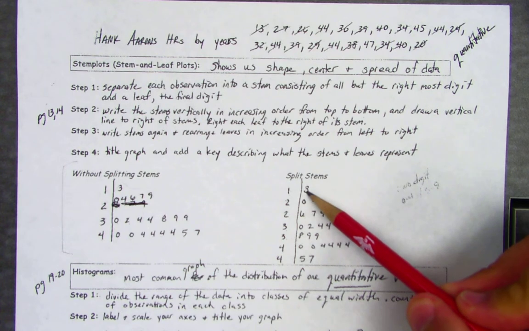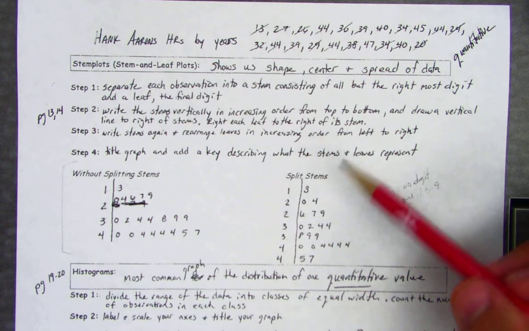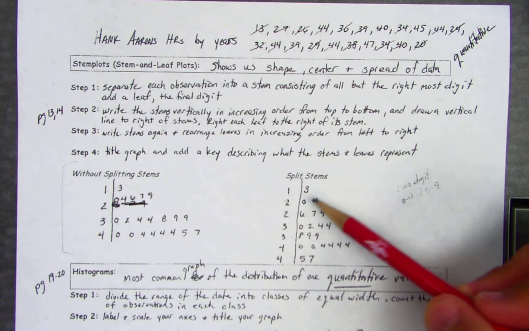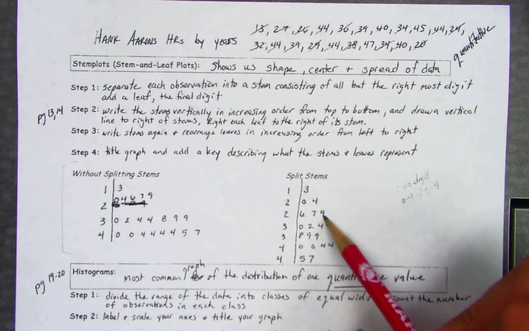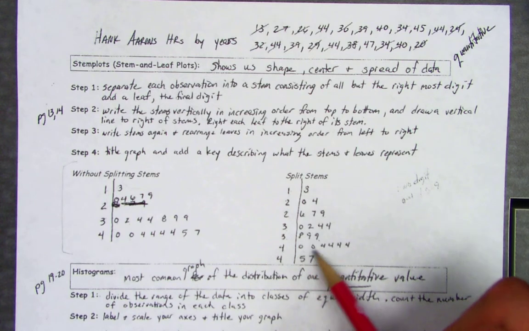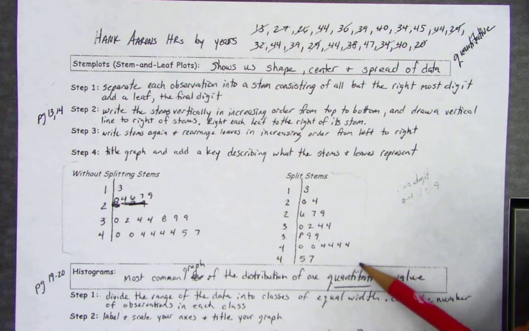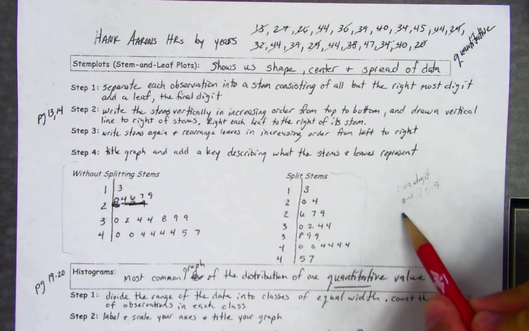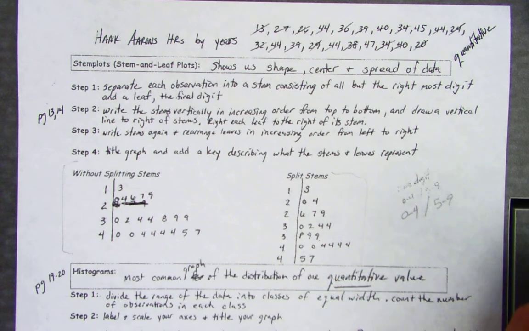This is the only one, 13, that came between 10 and 14. There's nothing between 15 and 19, so you could leave that out, or you could leave a space there with a 1 and nothing here. 20 through 24, there's 2 of them. 25 through 29, there's 3. 30 through 34, there's 4. 35 through 39, there's 3. 40 through 44, there's 6 of them. And then 45 through 49, there are 2. So this would be our split stems. You split the stems, the second digits from 0 to 4, and then from 5 to 9. That's how we split them in half there.